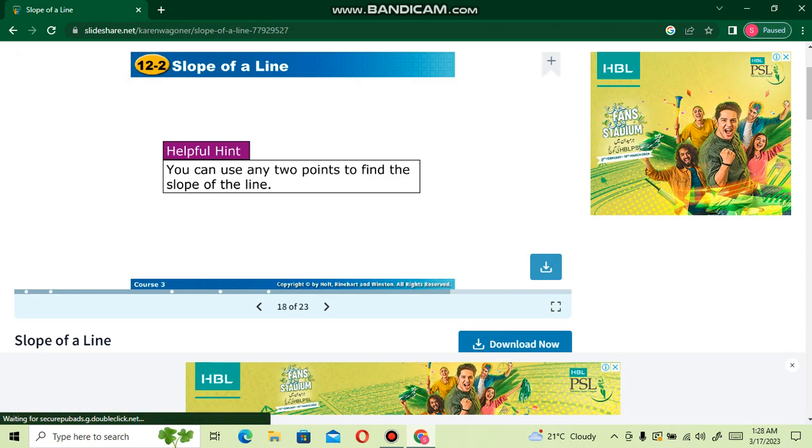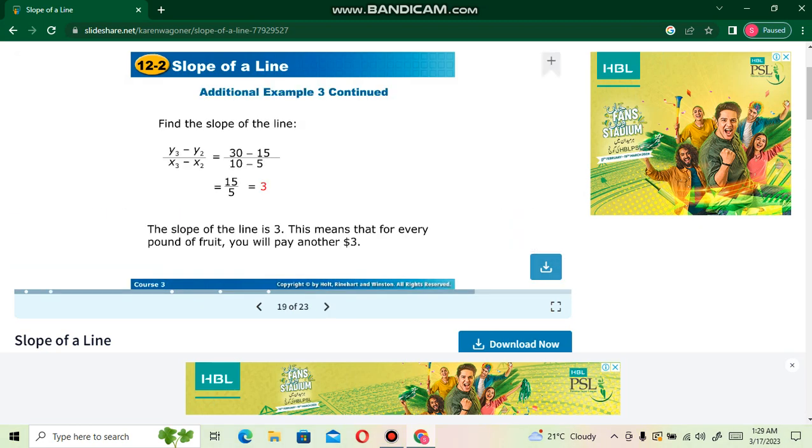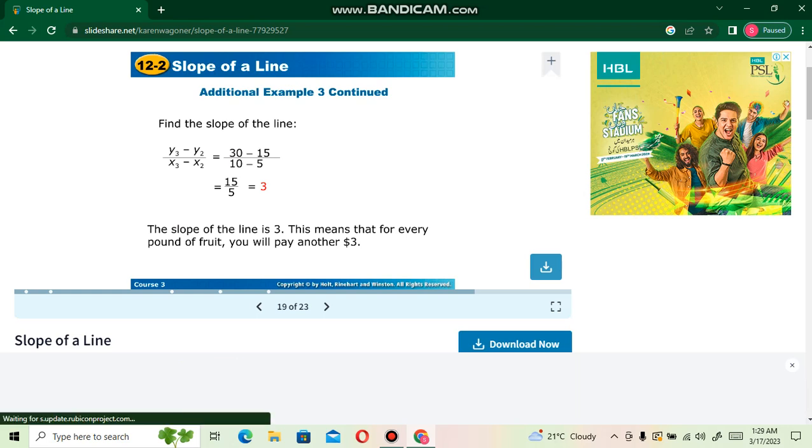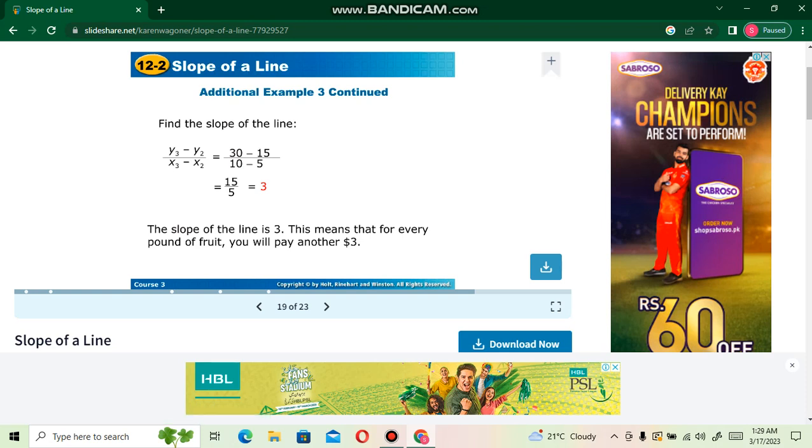Slope of a line. Helpful hint: you can use any two points to find the slope of the line. Additional example 3, continued. Find the slope of the line. y3 minus y2 over x3 minus x2 is equal to 30 minus 15 over 10 minus 5, which is 15 over 5, which is equal to 3. The slope of the line is 3. This means that for every pound of fruit you will pay another 3 dollars.